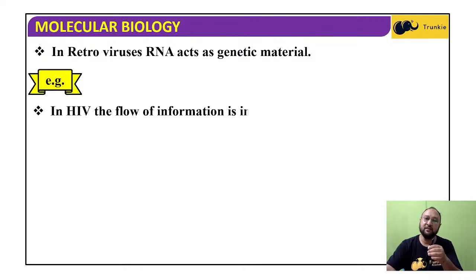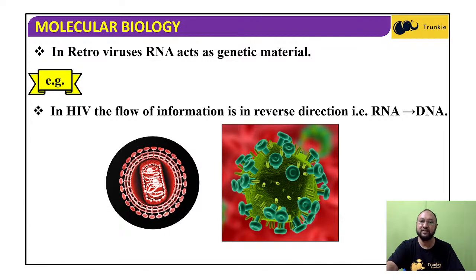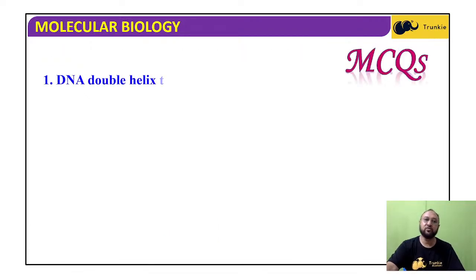Examples: in HIV, the flow of information is in the reverse direction, that is RNA to DNA. So it is reverse direction, that is why it's called a retrovirus. Retro means opposite, back. Okay, retrovirus, in HIV. Now we go through some questions.